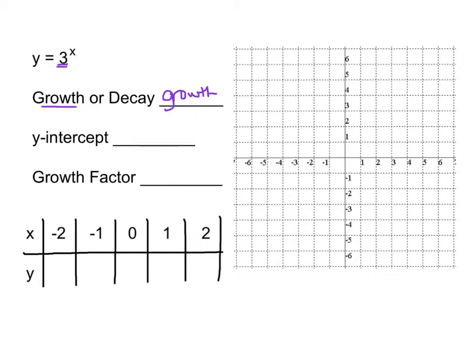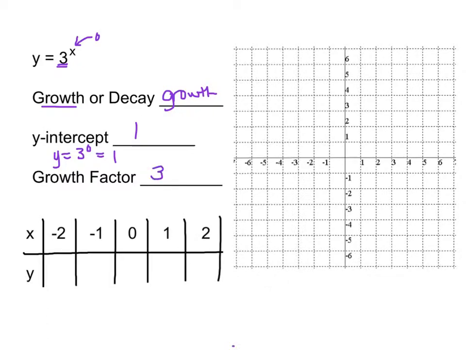The y-intercept, a really quick way to get a y-intercept is to plug a 0 in for the x. So you can do y equals 3 to the 0 power. Anything raised to the 0 power is 1, so your y-intercept will be 1. And then the growth factor is going to be that 3, that base that goes with your exponent of x. So the growth factor is 3.